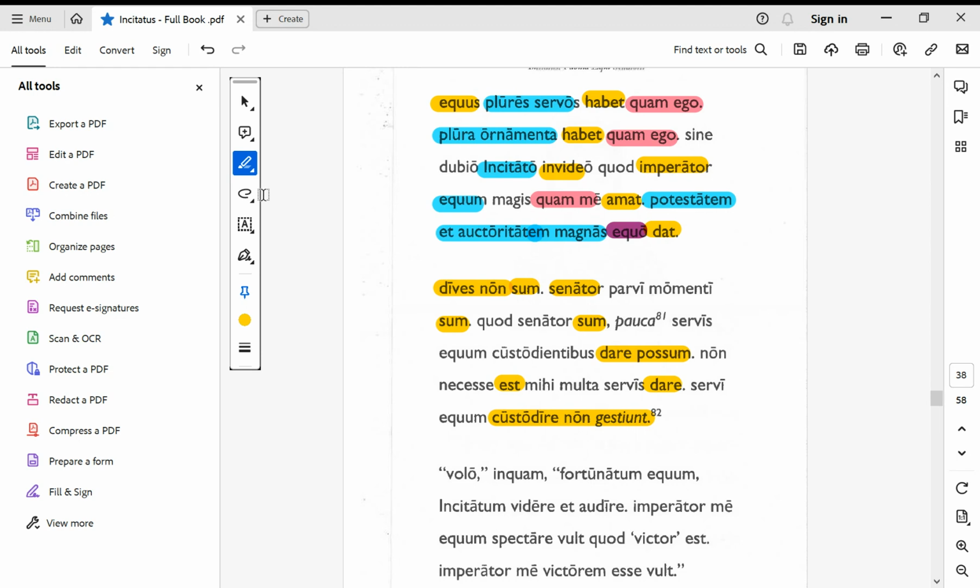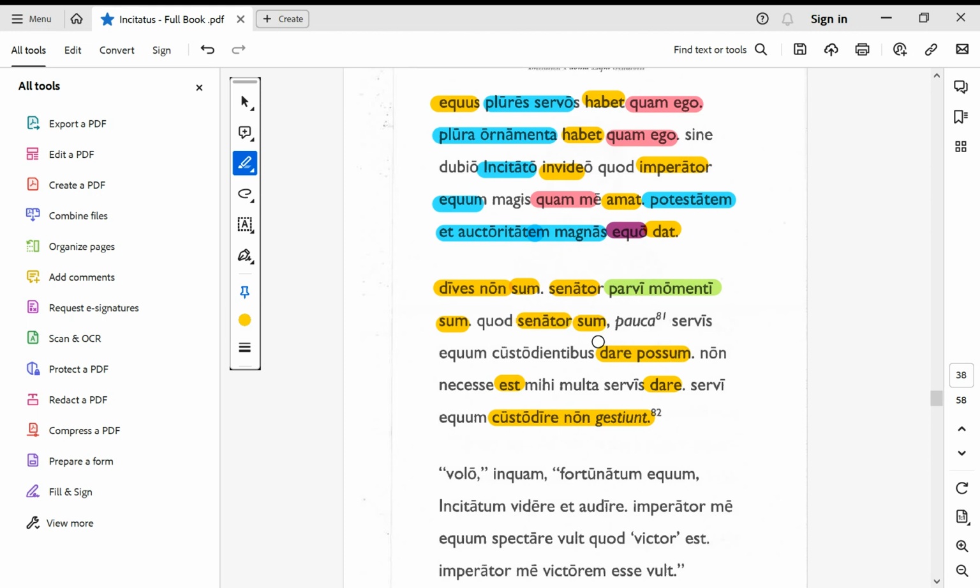And we have parvi momenti. That's actually genitive. Means like of blank blank, right? So I'm going to make those like a green. I am a senator of little importance. Because I am a senator, so it's just matching. Because I'm what? Because I'm a senator.